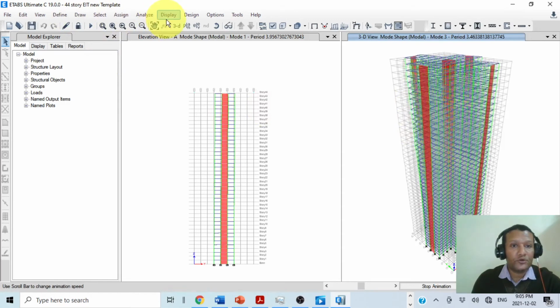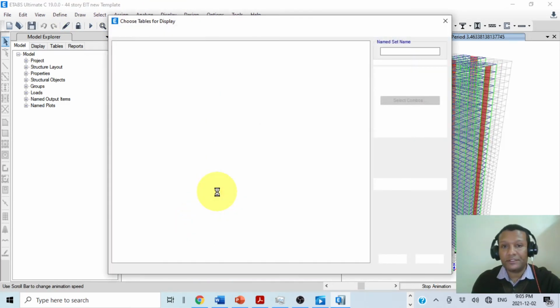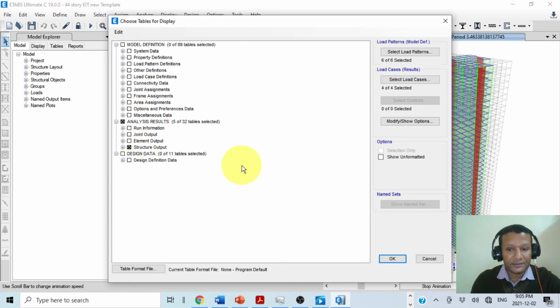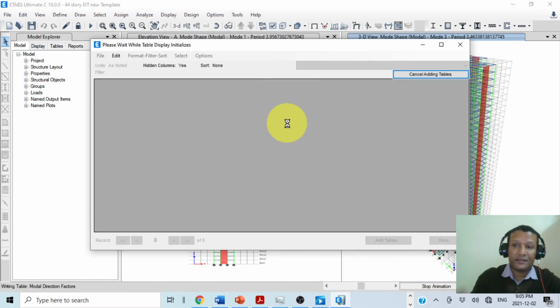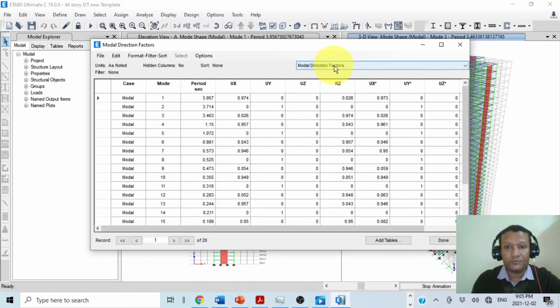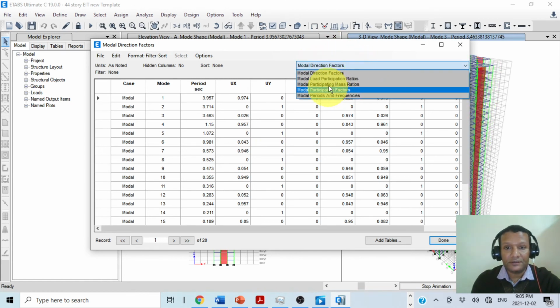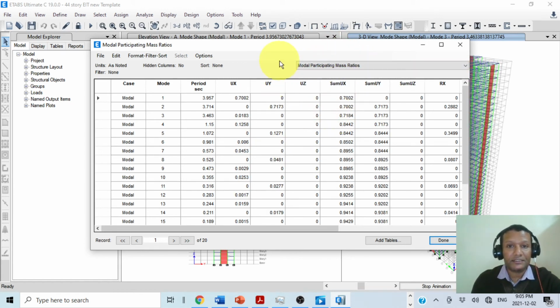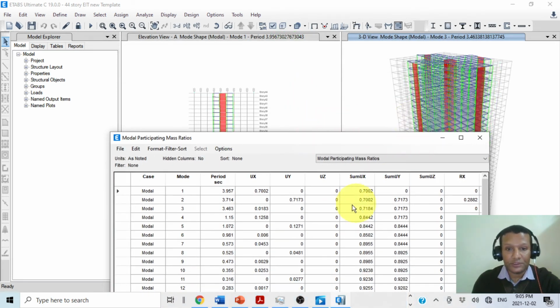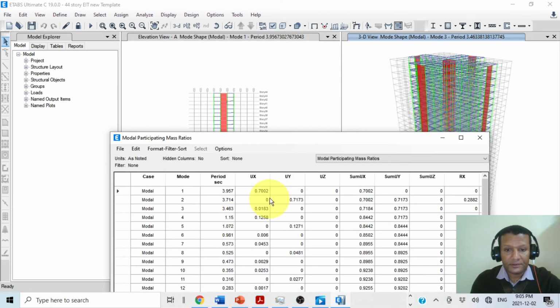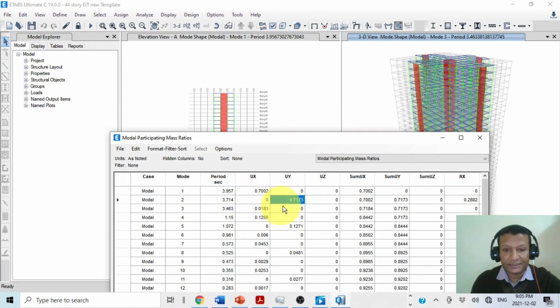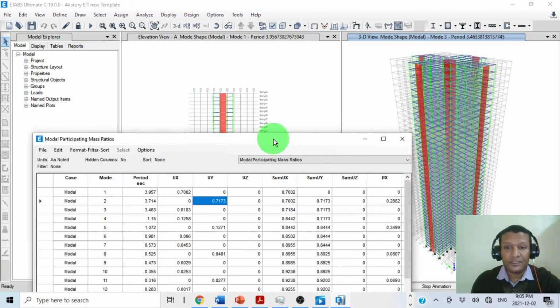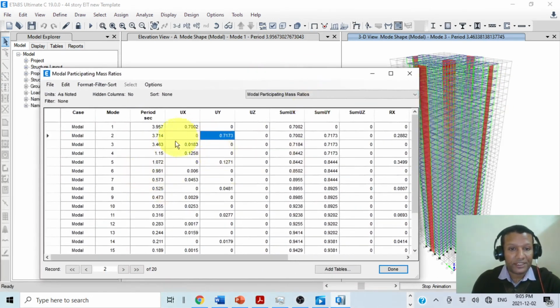So just to show you once again, display, show tables. These are the outputs. As you can see, even in the table form, mode directions, mass participation of mass results, the third mode is translational. This is the first mode, 70%, 71%, and the third one is torsional. So this is how we will check.